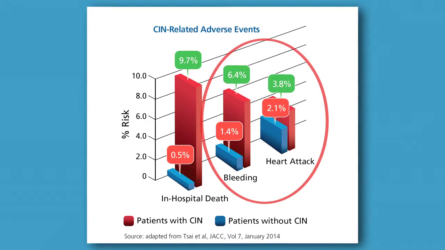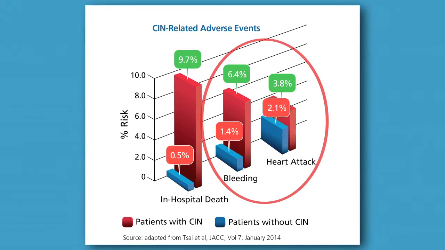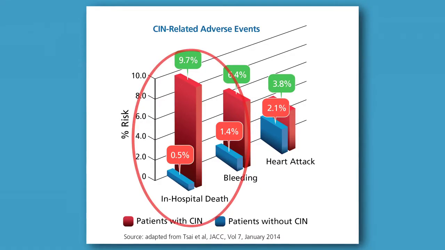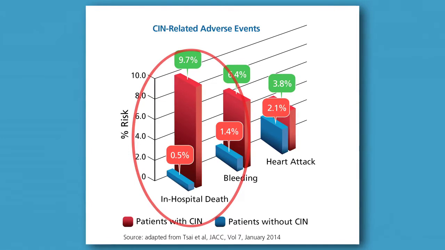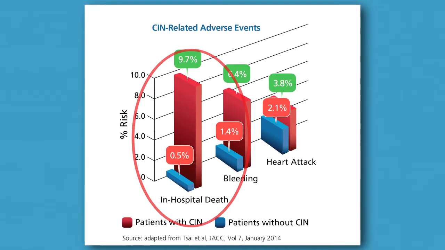Generally, the things associated with CIN are not just the kidney problem. The other things that are associated with it are things like bleeding and also having another heart attack. If you looked at the patients who had generally normal kidney function after the procedure, they did very well. It was a very low death rate, well under 1%. However, if you started to develop this kidney problem with this CIN, the death rate went way up. And if you had any stage of kidney problems afterwards, the death rate was close to 10%.